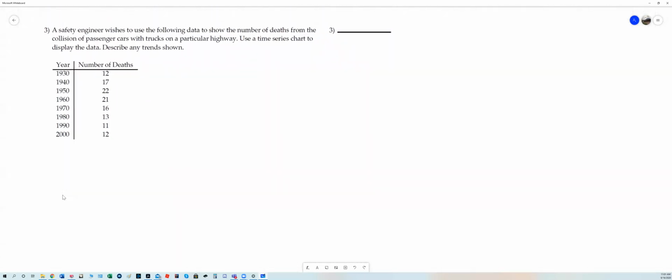You guys see that? Yes. Problem number 3. Yes, sir. Great, I see it too. Here they want you to do a time series chart. So I'm going to go ahead and do this here on my side. Okay, so I'm going to draw my axis.